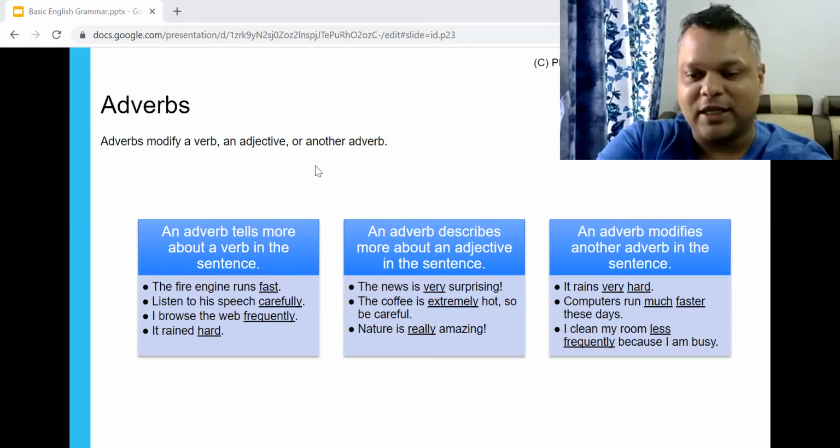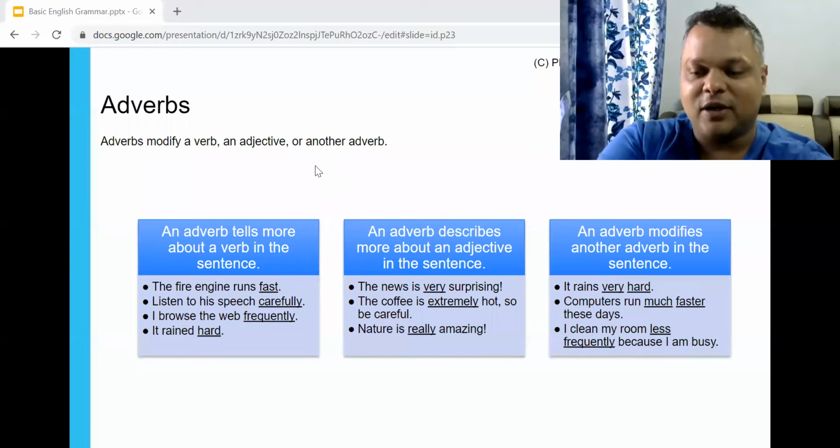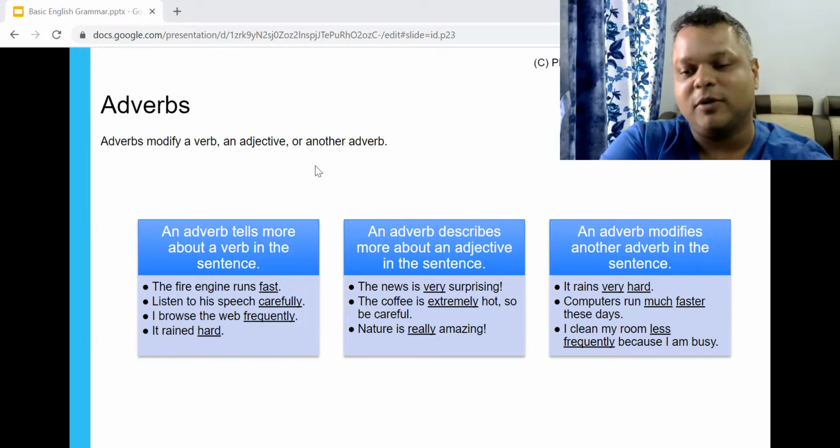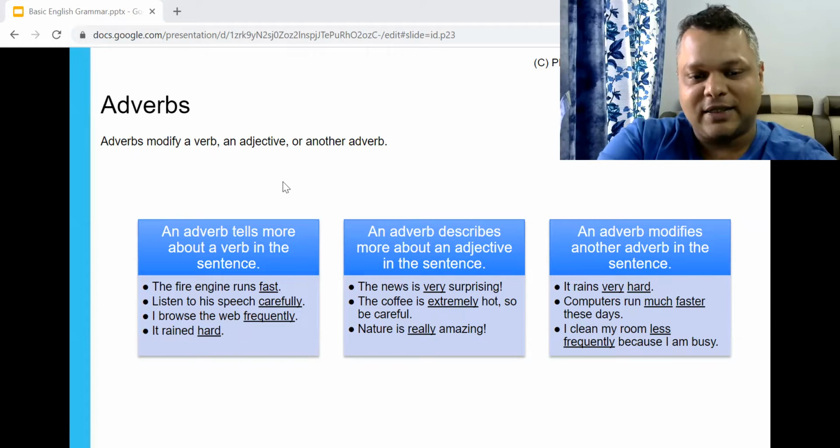Last example, I clean my room less frequently because I am busy. You can say I clean my room frequently because I'm busy. You don't need to use less. But since you're stressing on the adverb by using another adverb, you end up saying I clean my room less frequently because I'm busy. This sentence tells us that I am so busy that I clean less frequently. All right, are these examples clear?